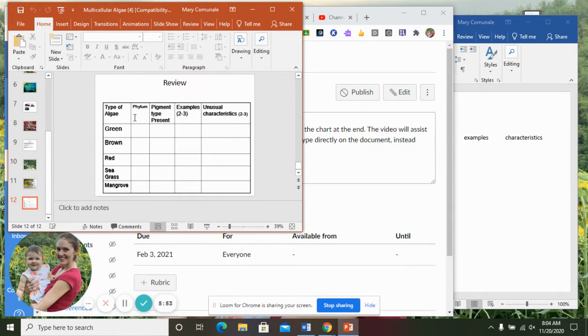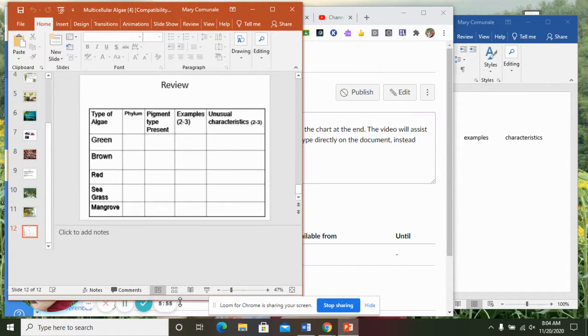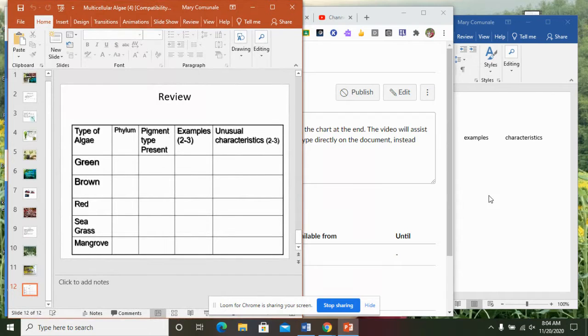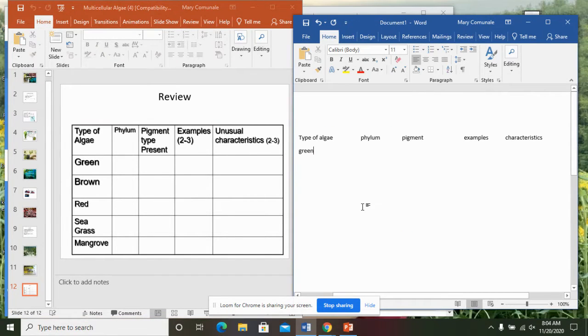So this is what you are going to be filling in as far as the chart is concerned. This chart right here. And I just opened up a Word document on my end. This is what you would be typing into the text box. So you're not going to make a chart that looks exactly like this, but you have the headings the same. So for the green algae, most of these answers you will be able to find directly from that PowerPoint.